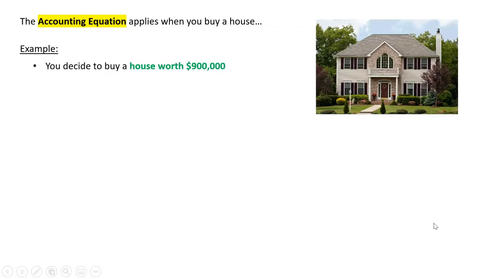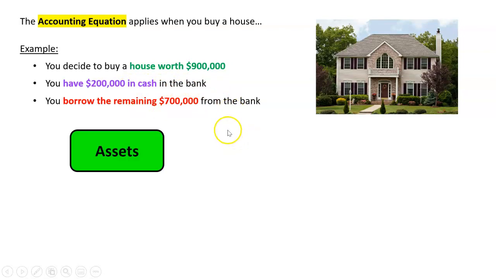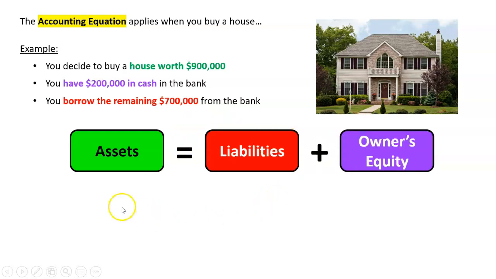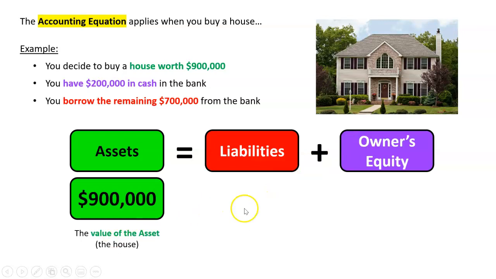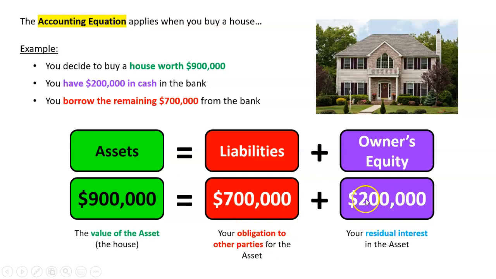It also applies for big things like when you buy a house. So you hear people talk about houses and what's your equity? Can you borrow against your equity? Well, what that means is this. It means you decide to buy this house here worth $900,000, but you've only got $200,000 in the bank. So you borrow the remaining $700,000 from the bank. So the accounting equation is always true. It's simple, but it's always true. Assets equals liabilities plus owner's equity. You get a $900,000 house equals the debt against the house, which is $700,000, plus your owner's equity, which is the money that you put in, $200,000.